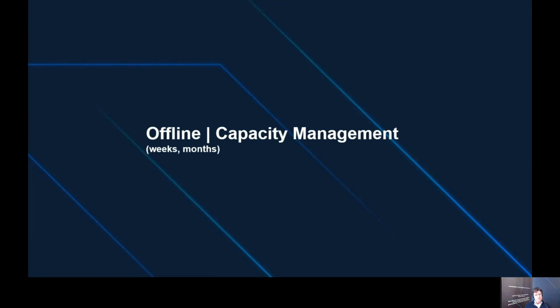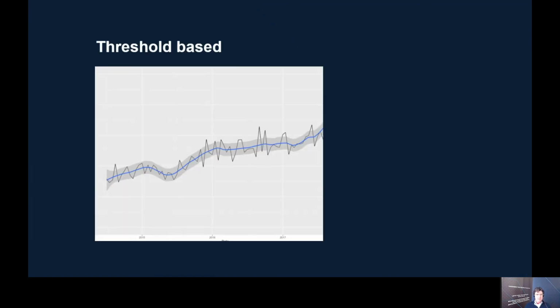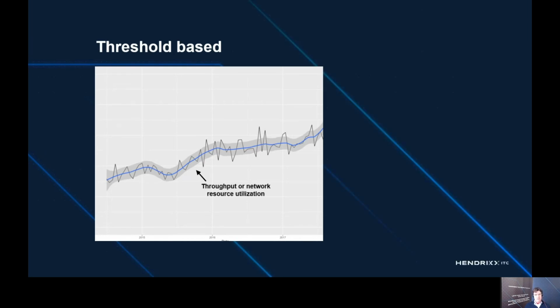Offline capacity management. Basically, how this is done is you have a time series like this. The time series indicating something like the throughput or the network resource utilizations. This can be on cell level, antenna level, site level. And then you have a threshold with the max capacity. And when the trend passes the threshold, then you have to do something. And this time series can be forecasted. So this way you can predict when congestion will be there.